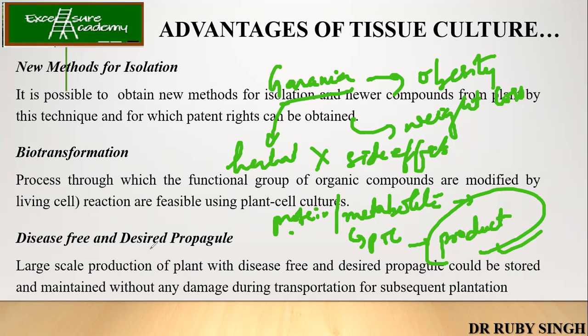Now, disease-free and desired propagule. This is possible because, as already mentioned, we are working in a controlled environmental condition, so there is no chance that we should have a diseased plant. Large-scale production of plants with disease-free and desired propagule could be stored and maintained without any damage during transportation for subsequent plantation. So this can be carried out just because of the use of the PTC.